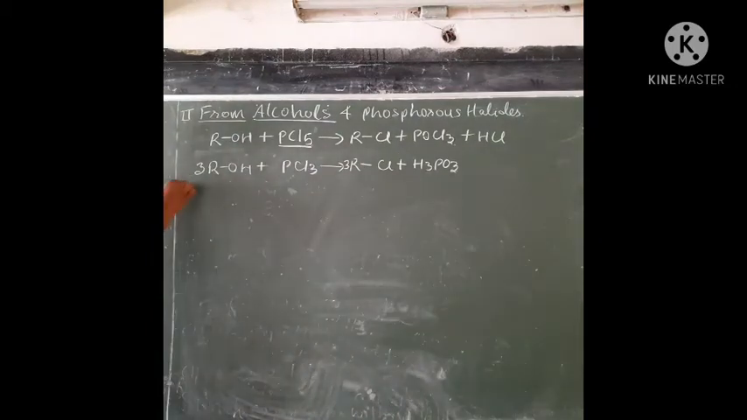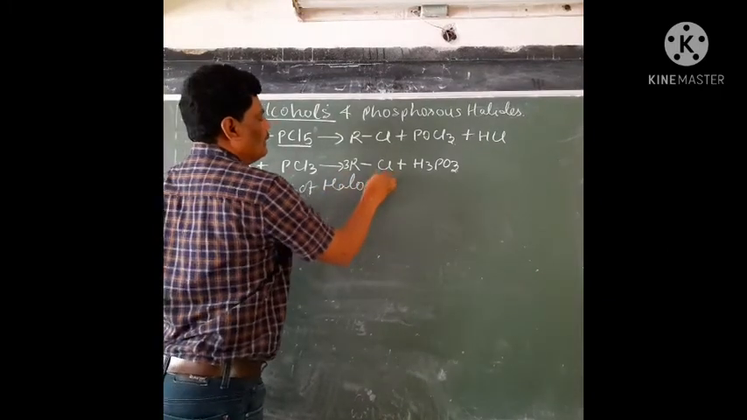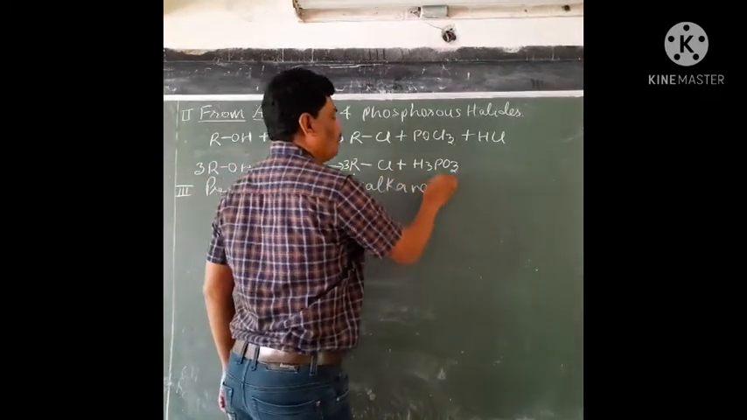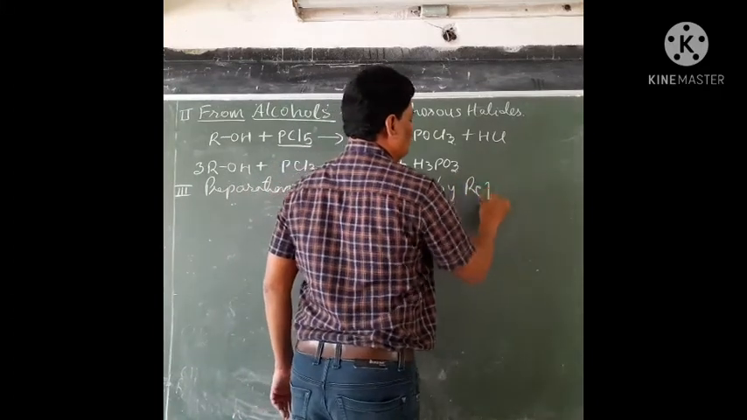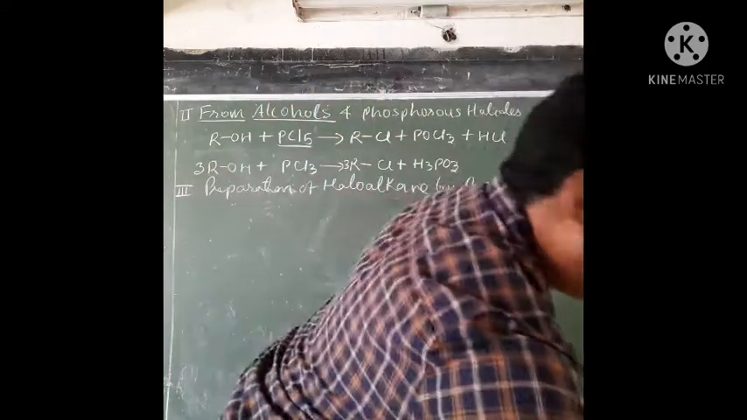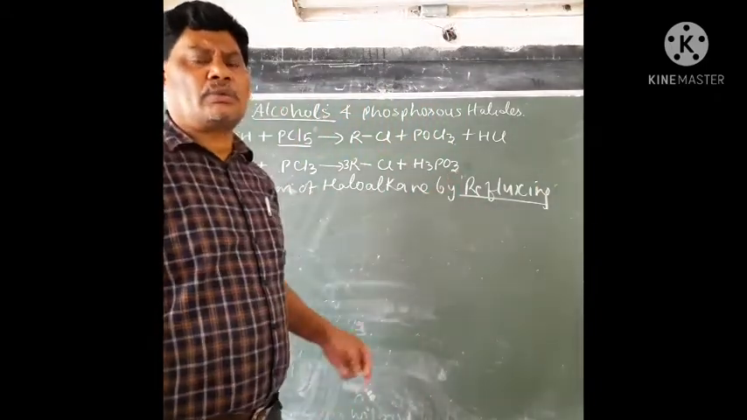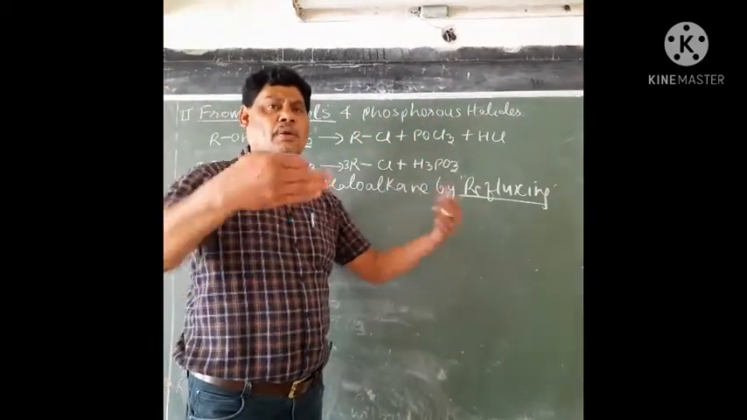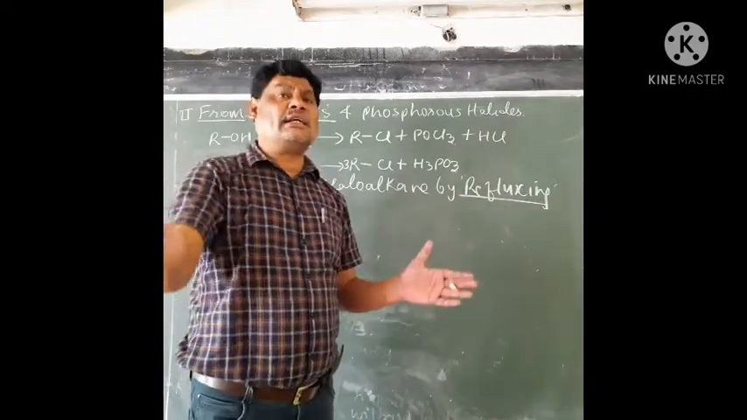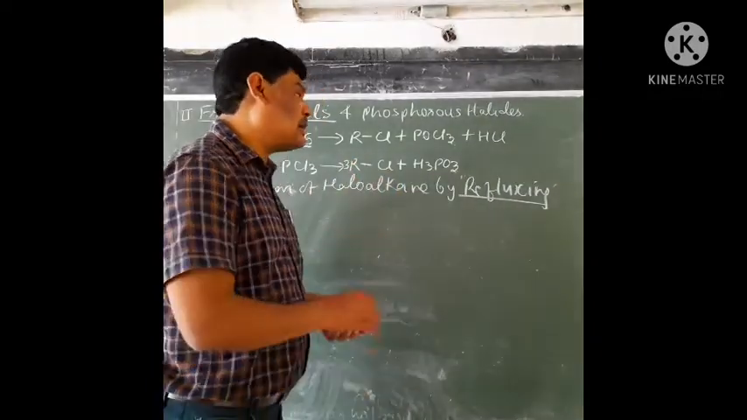Okay, we have one more method, the third method, preparation of haloalkane by refluxing. Student, it is one of the very important terms which we use in chemistry. Refluxing means what? A liquid substance is first evaporated, okay, and then it is condensed back to liquid form. This is called the refluxing process.